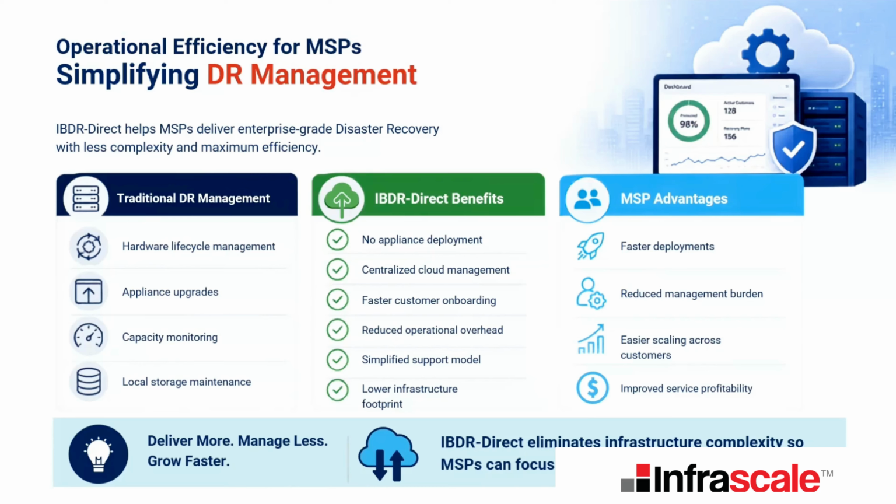Deployment is managed through a centralized cloud platform, making customer onboarding faster and day-to-day administration much simpler. MSPs can reduce operational overhead, streamline support, and minimize their infrastructure footprint. The result is a more scalable service model. MSPs can deploy faster, manage more customers with the same resources, reduce operational burden, and ultimately improve service profitability. The key message here is that IBDR-Direct allows MSPs to deliver more, manage less, and grow faster by removing the complexity of a traditional DR infrastructure.